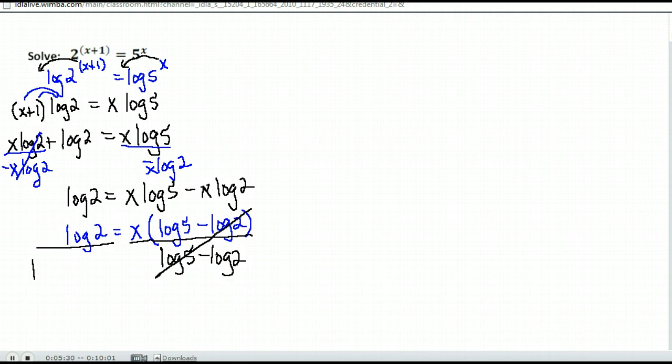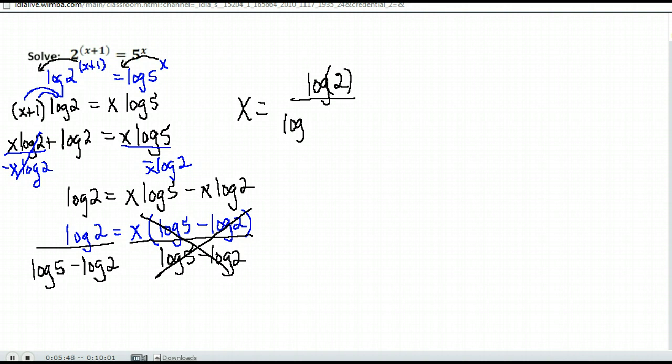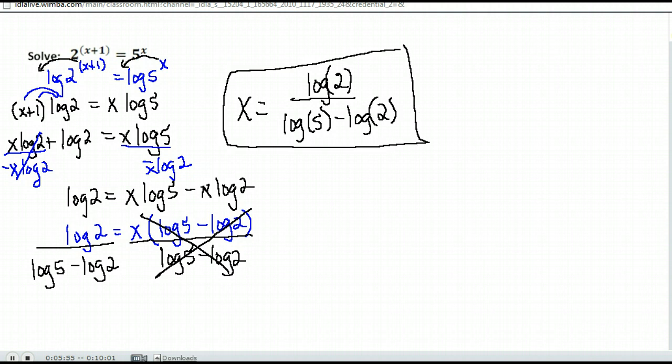Okay, so I'm going to do the same thing over on the other side. And I have my answer. I now have x completely alone on one side of the equation. So my answer is x equals log of 2 over log 5 minus log 2. Okay, and those are all base 10. And there is my exact answer. Like I said, if they wanted a decimal answer, I could use my calculator to find the log of 2, log of 5, and find that exact answer.